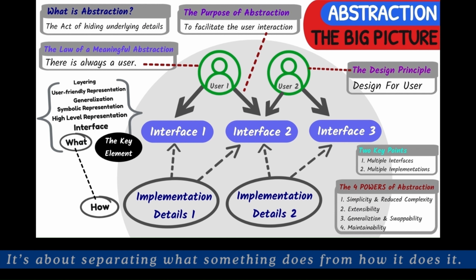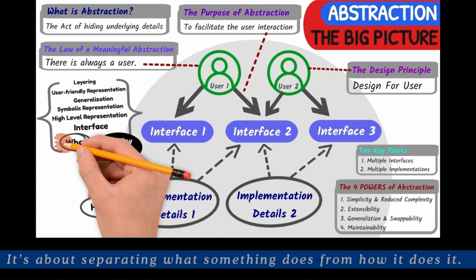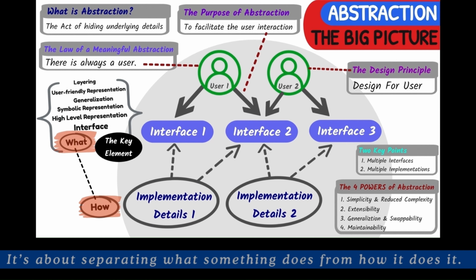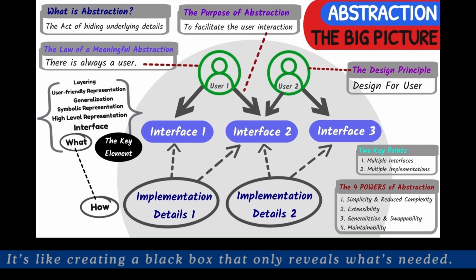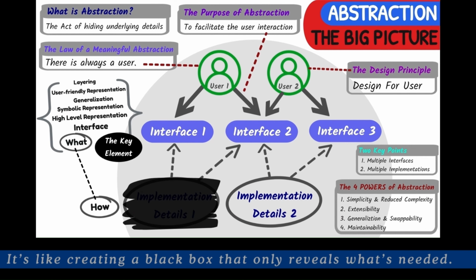It's about separating what something does from how it does it. This answer looks at things from a what and how perspective. As I mentioned, none of these answers are wrong. The problem is they only give you a limited view of abstraction. It's like creating a black box that only reveals what's needed. This one focuses on hiding the implementation details and exposing only the interface.